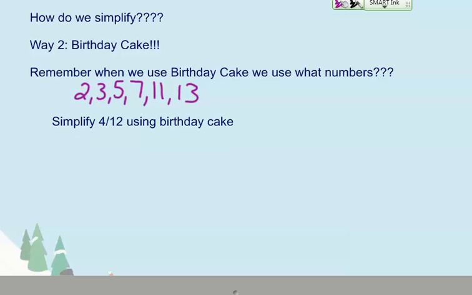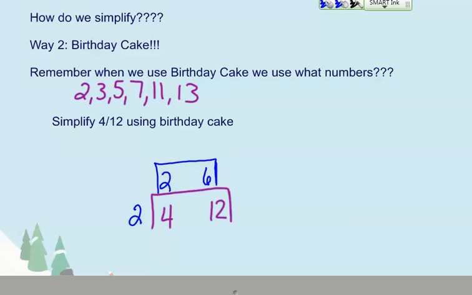So the first thing we do is draw our cake. The 4 and the 12 go in our cake. It's important to remember your numerator goes first. Does 2 go in here? It does. 2 goes into 4 2 times. 2 goes into 12 6 times. We can use 2 again. 2 goes into 2 1 time. 2 goes into 6 3 times. So here's our cake.